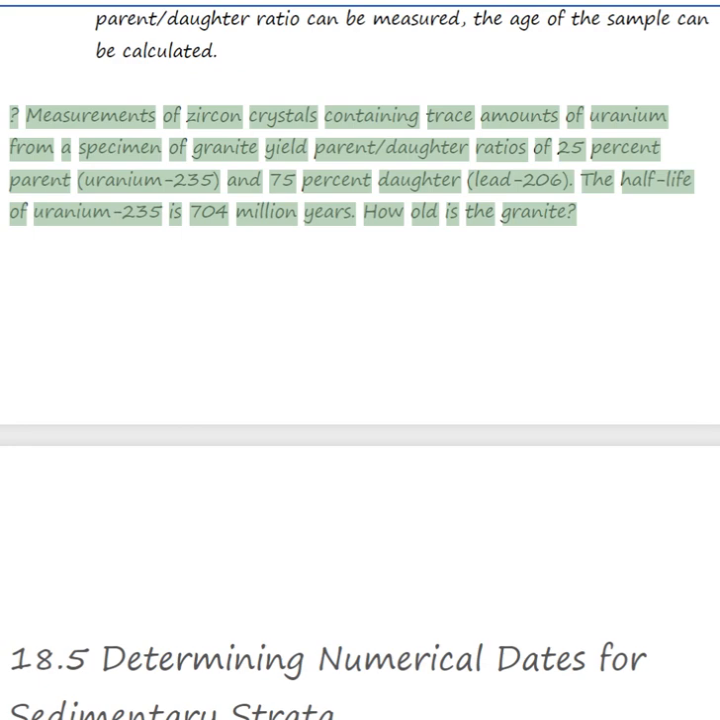Measurements of zircon crystals containing trace amounts of uranium from a specimen of granite yield parent-daughter ratios of 25% parent and 75% daughter. The half-life of uranium-235 is 704 million years. How old is the granite?